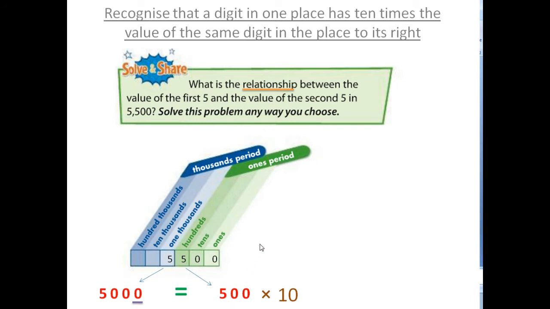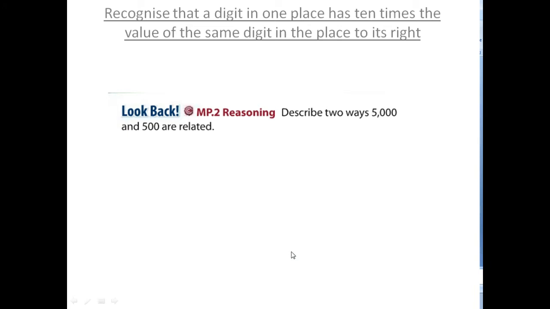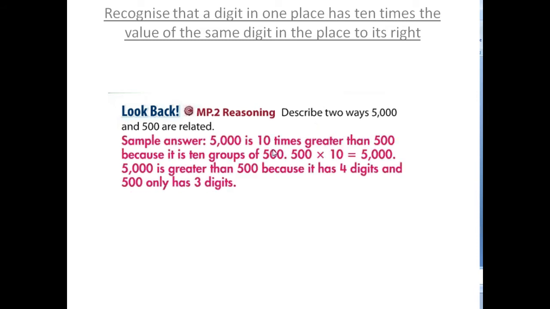The next question: describe 2 ways 5,000 and 500 are related. 2 ways to make a relation between 5,000 and 500. 5,000 is 10 times greater than 500. That's correct, because 5,000 has 1 zero more. So 5,000 is 10 times greater than 500. Why? Because it's 10 groups of 500. That means if you multiply 500 by 10, you will get 5,000.